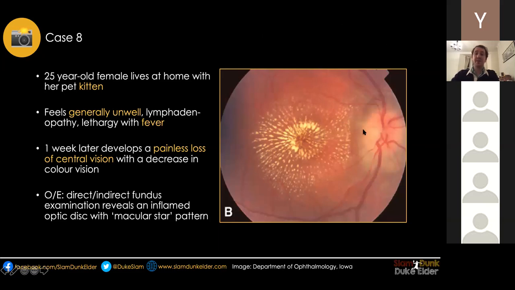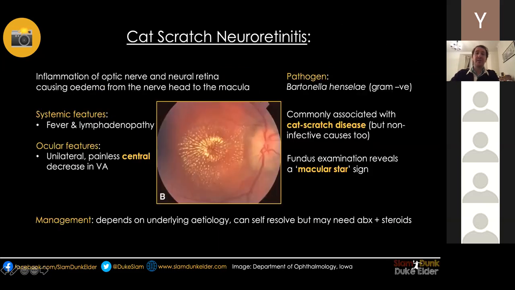Does anyone know any differentials for this? Yeah, that's the cause of it. So this is neuroretinitis, cat scratch disease. You can have systemic features with this, the Bartonella henselae, and the common fundal exam is this macular star sign. There are other causes of neuroretinitis, but this is the textbook exam question.